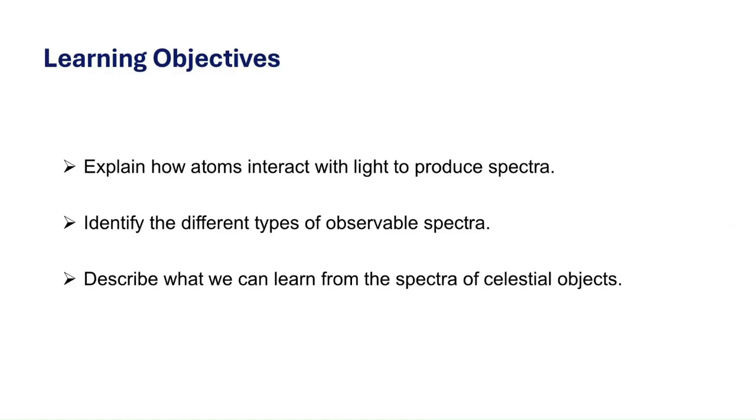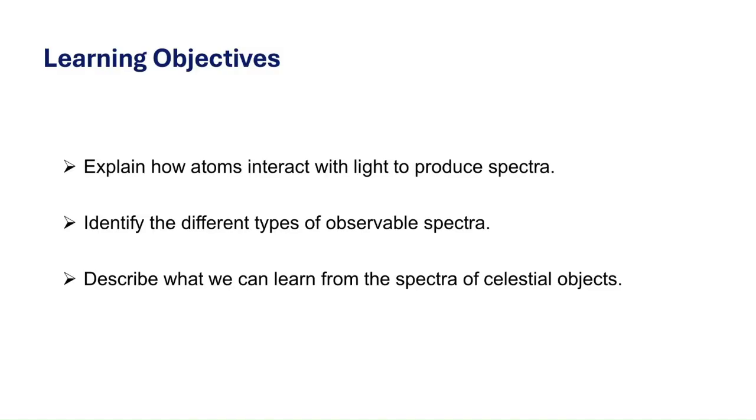Now, let's look at what you will be able to do by the end of this chapter. First, we will explore how atoms interact with light to produce spectra. So, this is the foundation. Without understanding this, we can't interpret any of the colors or lines we see in spectra. So, we will see how electrons in atoms absorb and emit light in very specific ways.